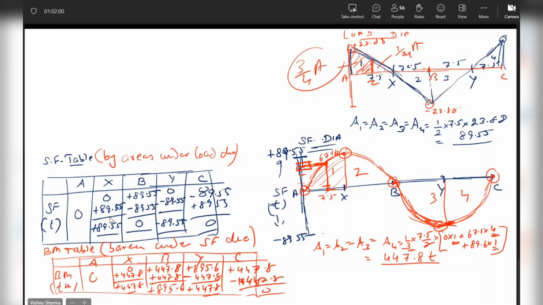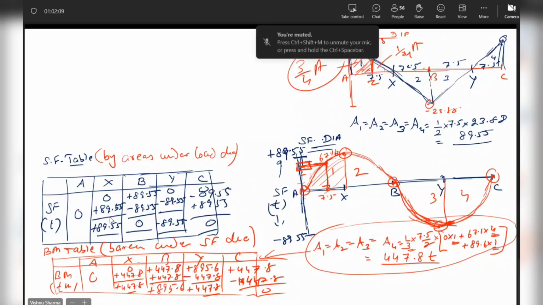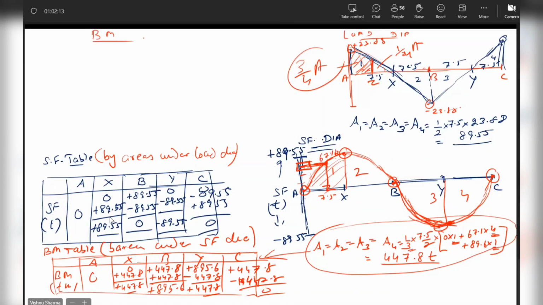That was the whole idea of calculating this area here, so that the table can be rapidly closed out. Okay, now we come to the BM diagram. Guys, the shape of the load diagram comes from the forces contributing to load. The shape of the SF diagram comes from the load diagram. And the shape of the BM diagram will come from the shape of the SF diagram.